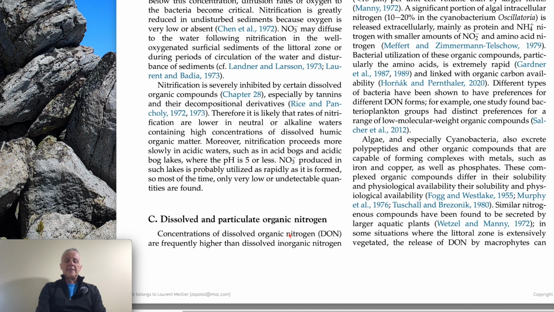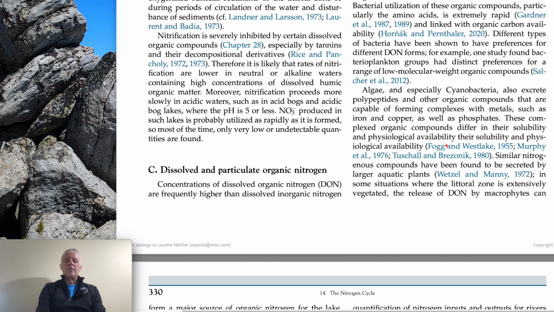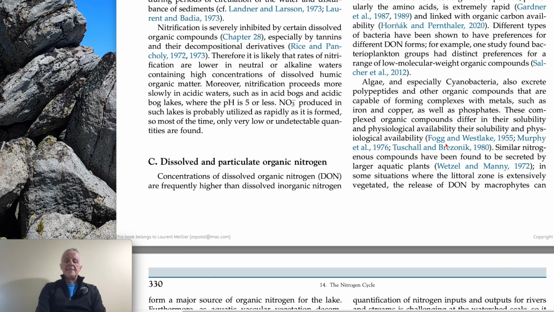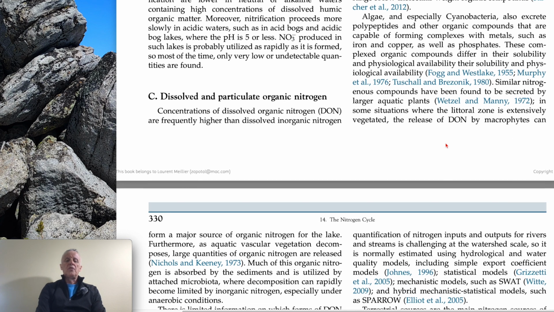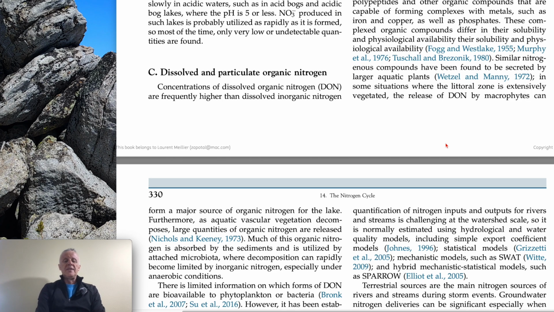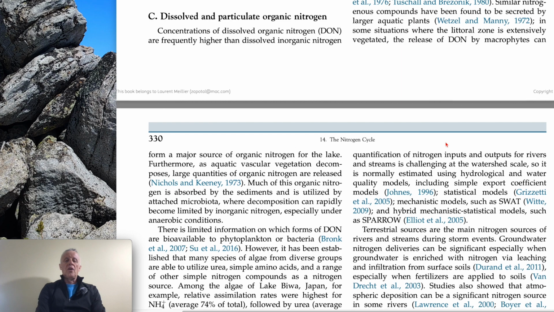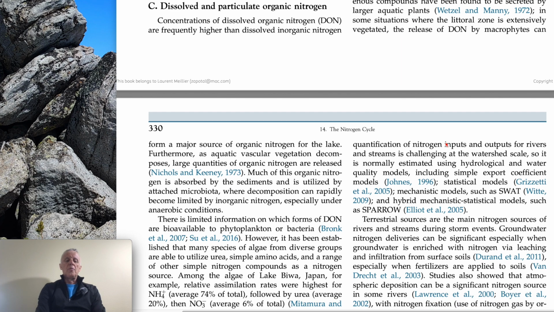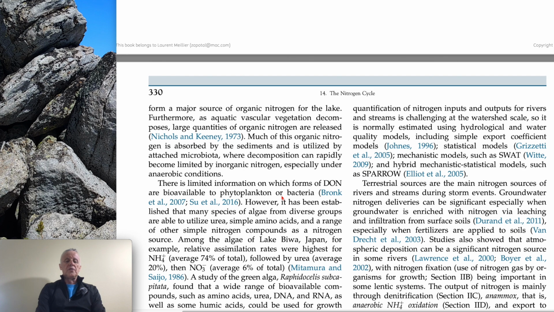Algae, and especially cyanobacteria, also excrete polypeptides and other organic compounds that are capable of forming complexes with metals such as iron and copper, as well as phosphates. These complex organic compounds differ in their solubility and physiological availability. Similar nitrogenous compounds have been found to be secreted by larger aquatic plants. In some situations where the littoral zone is extensively vegetated, the release of dissolved organic nitrogen by macrophytes can form a major source of organic nitrogen for the lake.